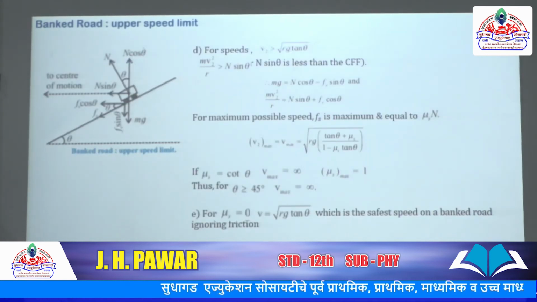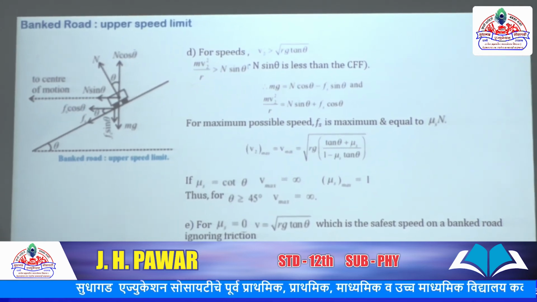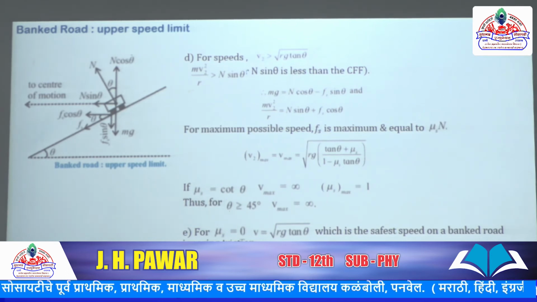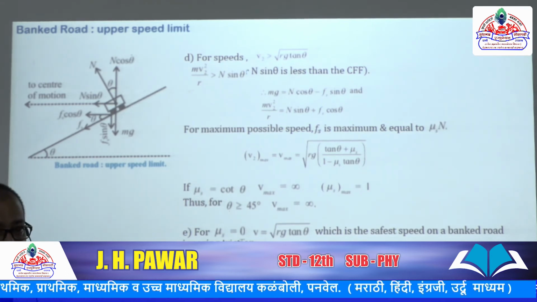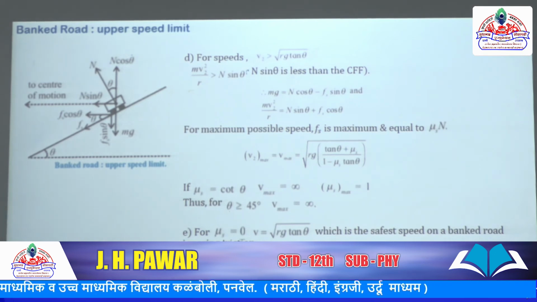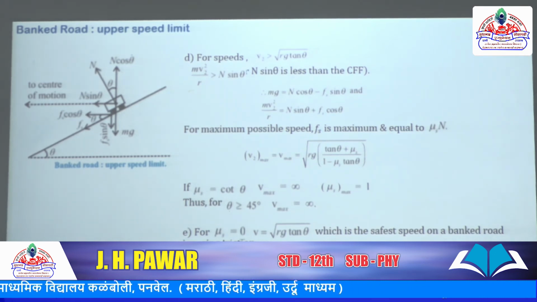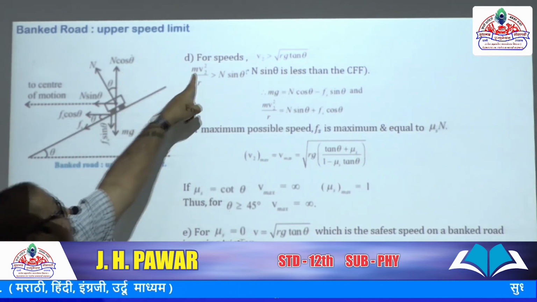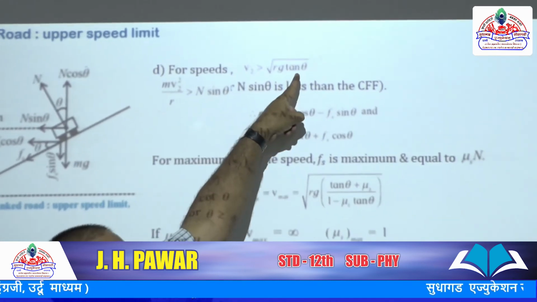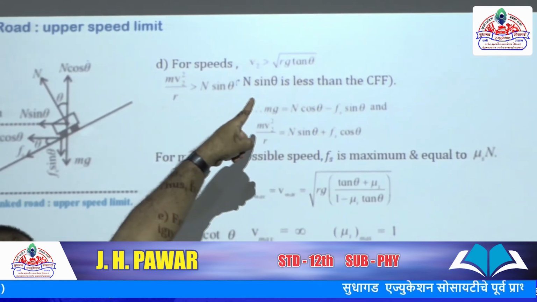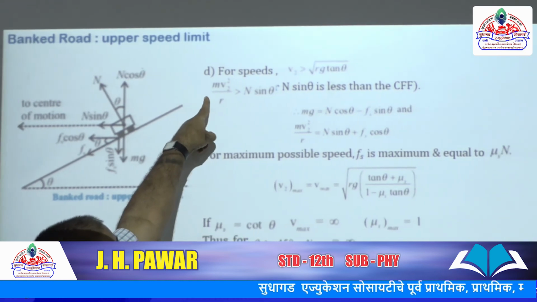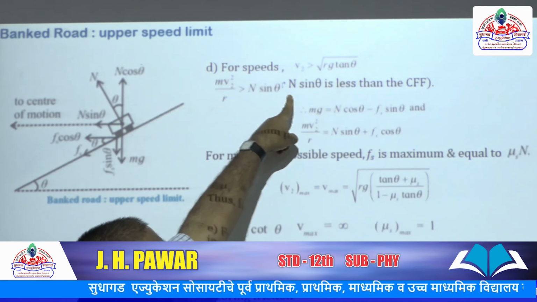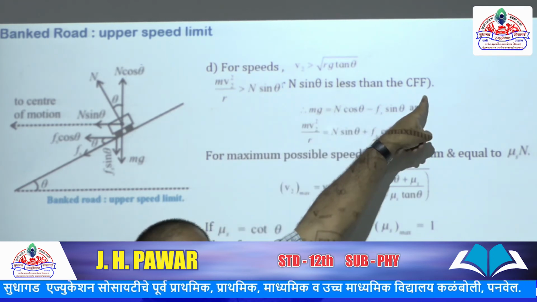Upper limit. Suppose the speed of the vehicle is, we see our safe speed is supposed to be 40 km per hour, and this vehicle is moving greater than 40, meaning it goes 50 km or 60 km. Then look here, for speed v squared is greater than Rg, exactly reverse things are taken. Then the centrifugal force is greater than n sin theta. Here n sin theta is less than the centrifugal force.